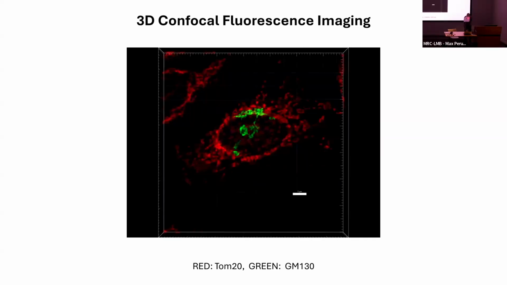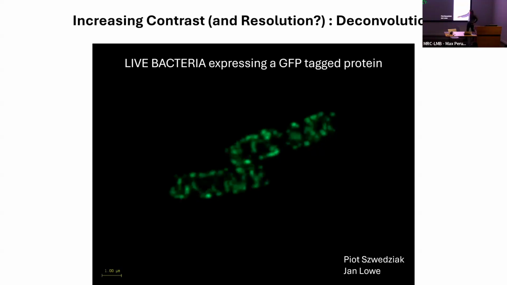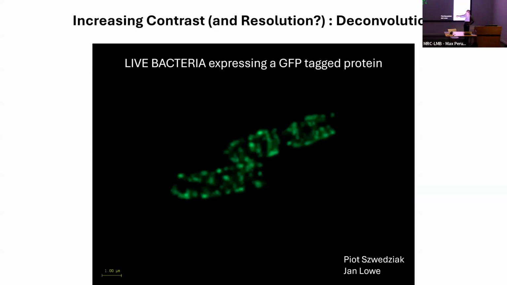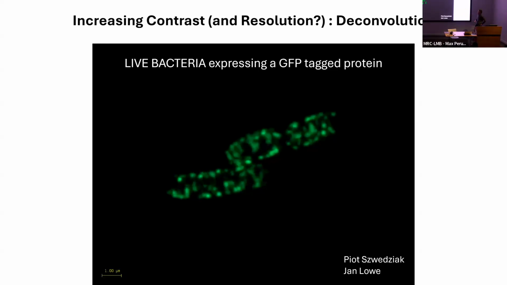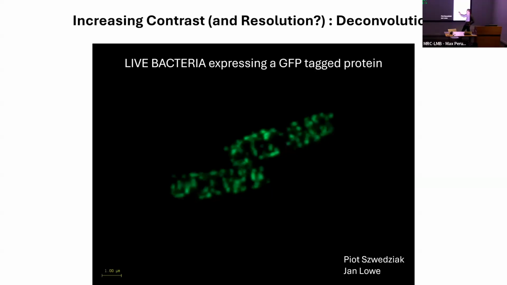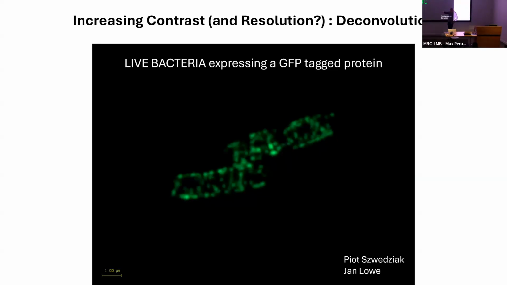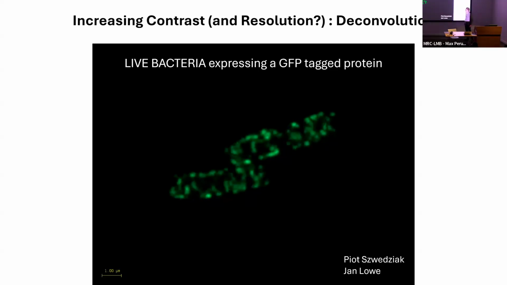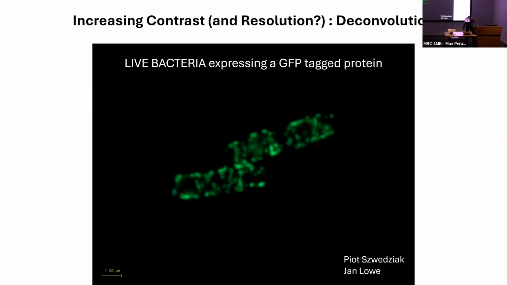There are other ways of doing this contrast enhancement. We can do it computationally using deconvolution. So here, these are live bacteria. There's the scale bar, 1 micron, they're tiny. We can deconvolve the image and see small details. The challenge here is to do this volumetric imaging fast enough that that detail is not smeared out by motion blur. But that's at the limit of what we can do with deconvolution.